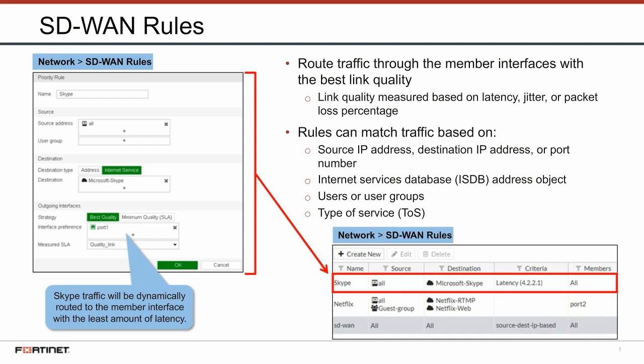The following parameters can be used to match the traffic: source IP address, destination IP address, destination port number, ISDB address objects as destination, users or user groups, and type of service, TOS. SD-WAN rules offer great flexibility when matching traffic. For example, you can route Netflix traffic from specific authenticated users through one ISP, while keeping the rest of your internet traffic through another ISP.